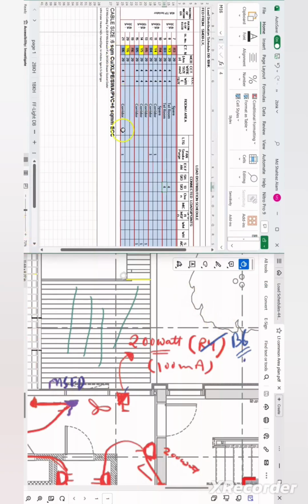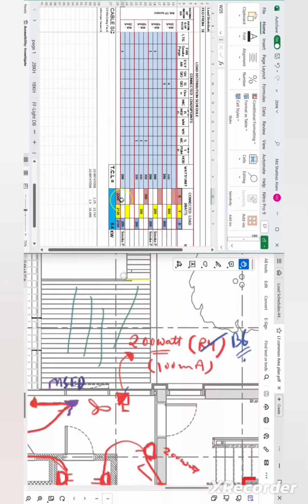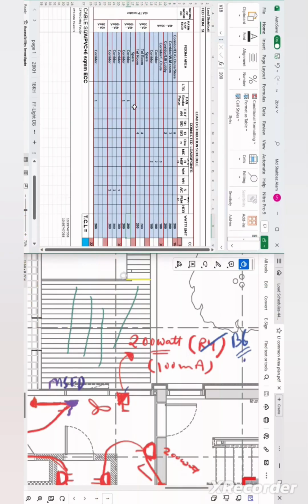Here you can see that B6 corridor 1 fan smoke purge, and the load of the smoke purge fan is 200 watt. The total load on B6 circuit due to purging fan is 200 watt. Okay, now let us move to Y4 circuit. Y4 circuit is in the corridor, and it is again the purge fan, and the total load is 200 watt.